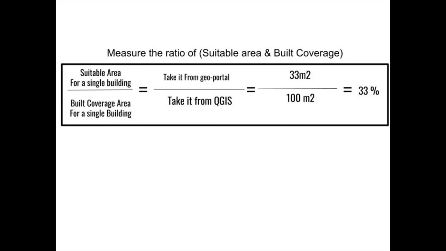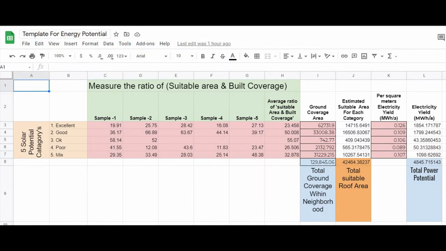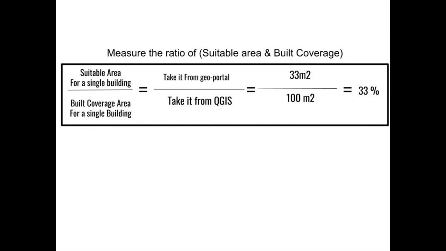This is the relation we developed, and we name this factor ratio of suitable roof area and the built coverage. The more samples you use, the more accurate the result will become. So here is the equation: suitable area divided by the built coverage area. You get the suitable area from the GeoPortal, and you get the built coverage area from your QGIS file, and you get the percentage.